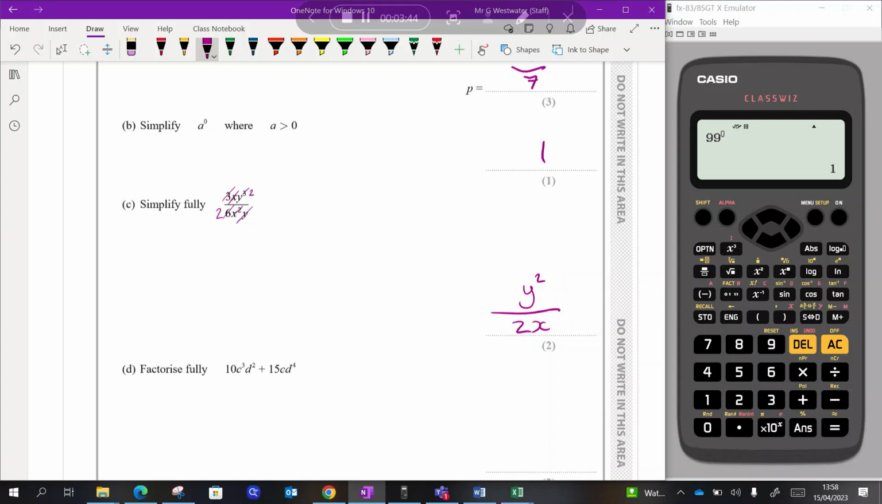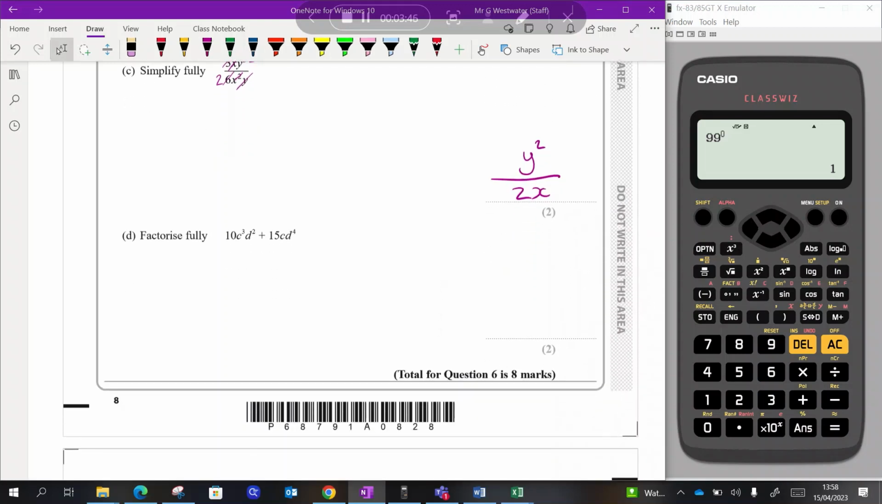Okay? And finally, part D. Factorise fully. 10c cubed d squared plus 15c d to the power of 4. So I'm looking at the numbers here, and 5 goes into both of these. And c goes into both of these. D goes into both of these, but more than that, the lowest common power here is d squared. So d squared goes into both of these.